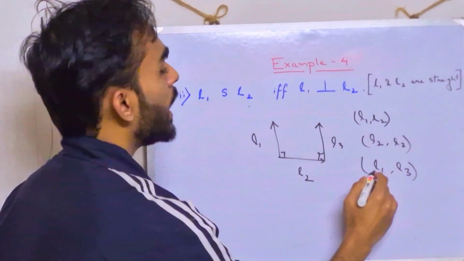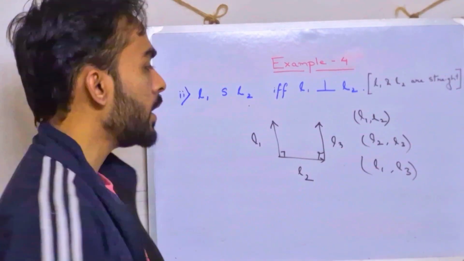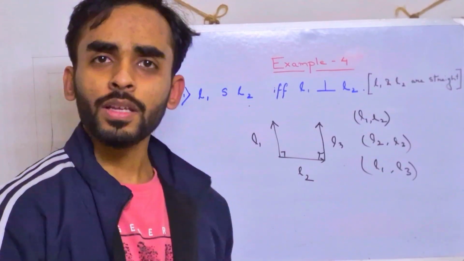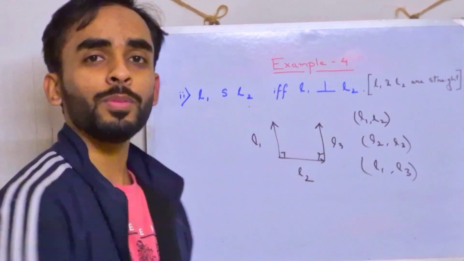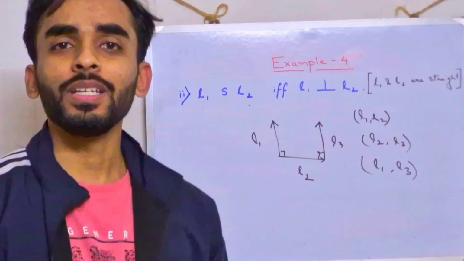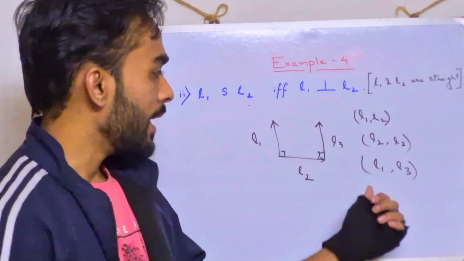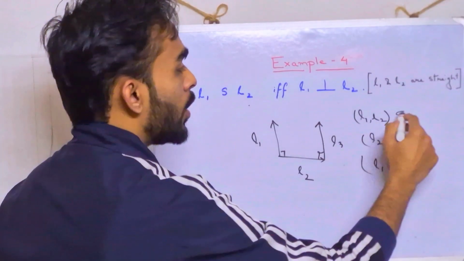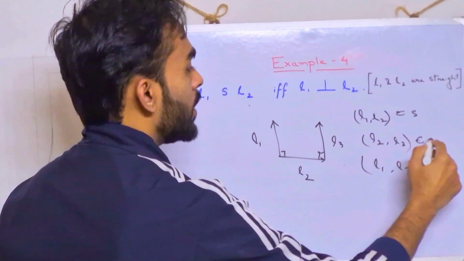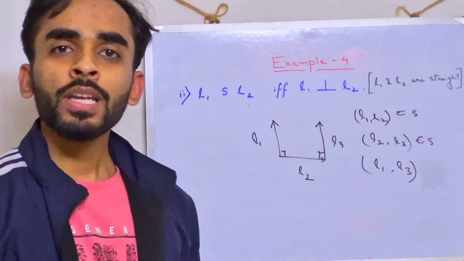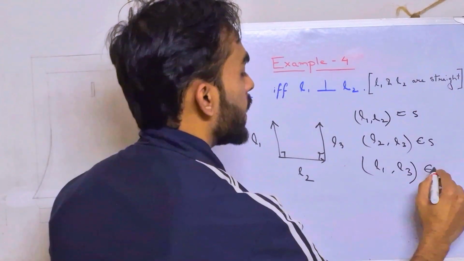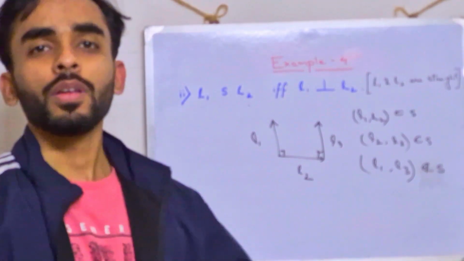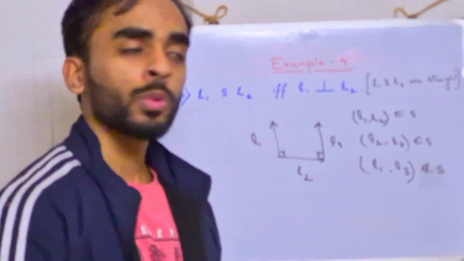What is the condition? L1 and L3 have to be perpendicular. Is L1 and L3 perpendicular? Do they have 90 degree? No, they have 0 degree between them. Right? The angle is 0 degree. So, is this going to be in the relation? No. L1, L2 belongs to S. L2, L3 belongs to S. L1, L3 does not belong to S. Is this transitive? No. Let's write it down.